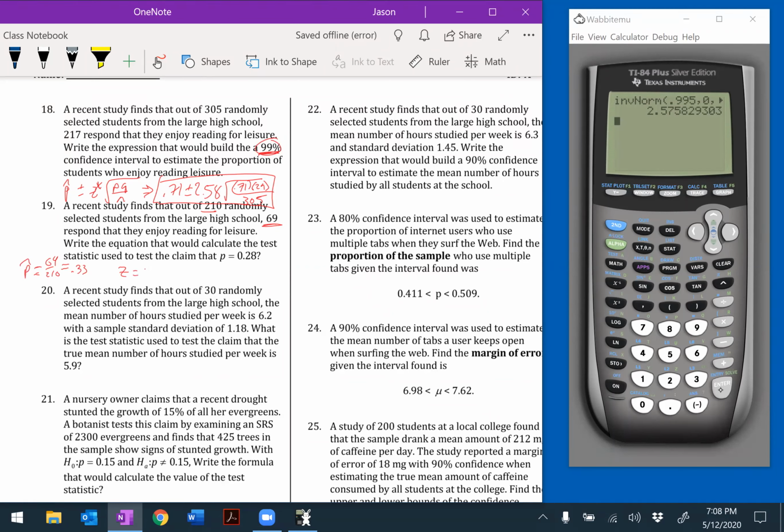So what's the Z statistic going to be? It's P hat minus P naught all over the square root of P Q over N. And so this is going to be 0.33 minus 0.28 all over the square root of 0.28 times 0.72 all over the total number, which is 210.